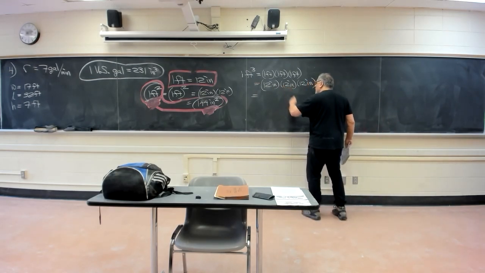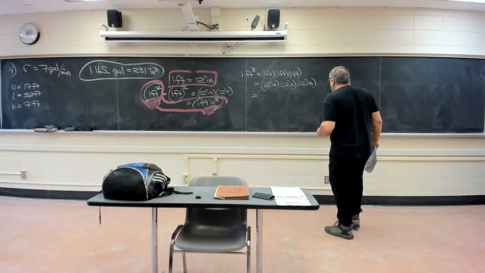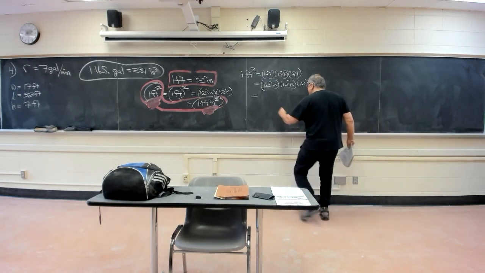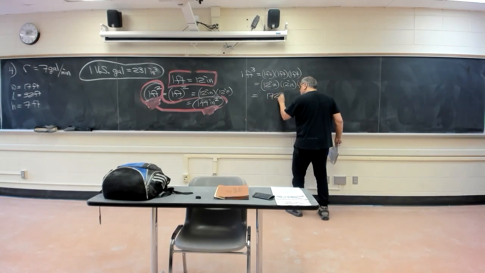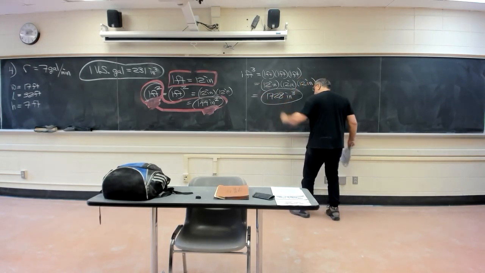12 times 12 is 144. Times 12 is 1,440 plus 288. That's 1,728, I think. For some reason, I did this a little differently. Not much. It's basically the same thing going on here.